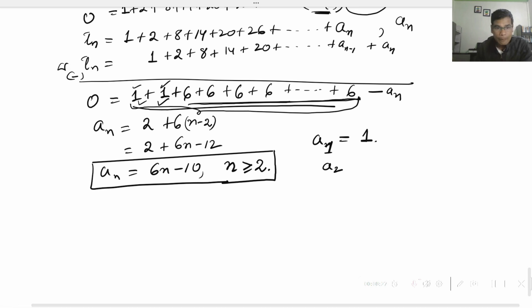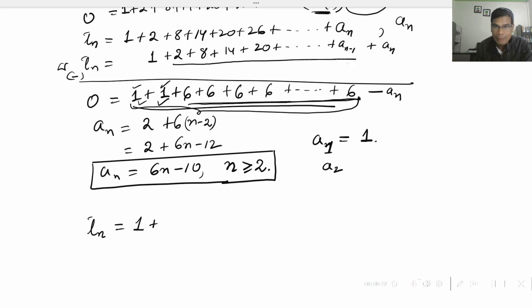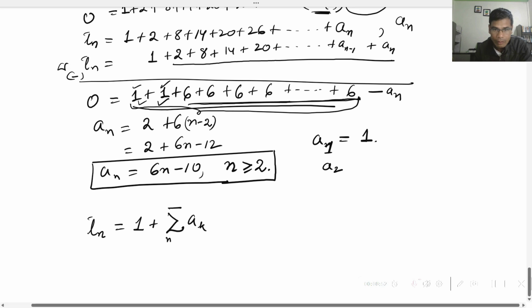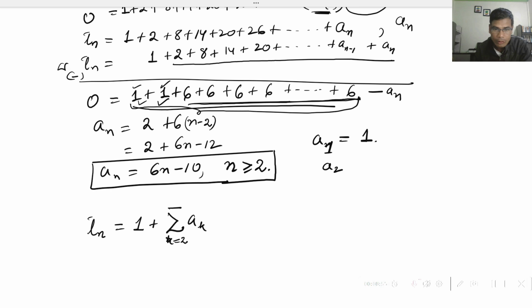Therefore t suffix n is equal to the first term, which is 1, plus the sum of the terms from the second term onwards, which is the summation of a suffix t, where t goes from 2 up to n.